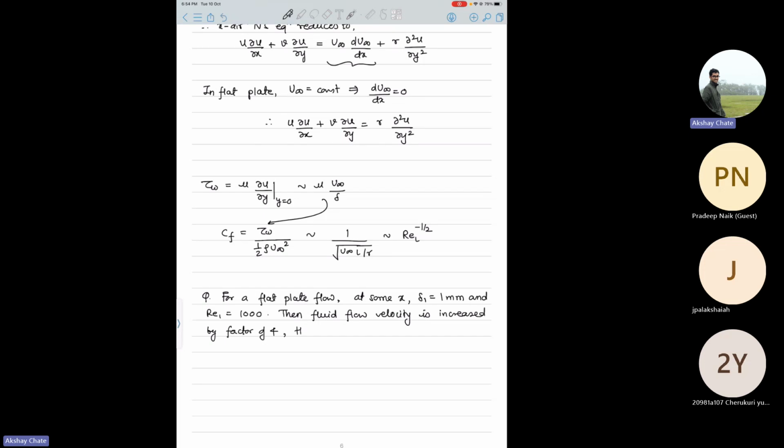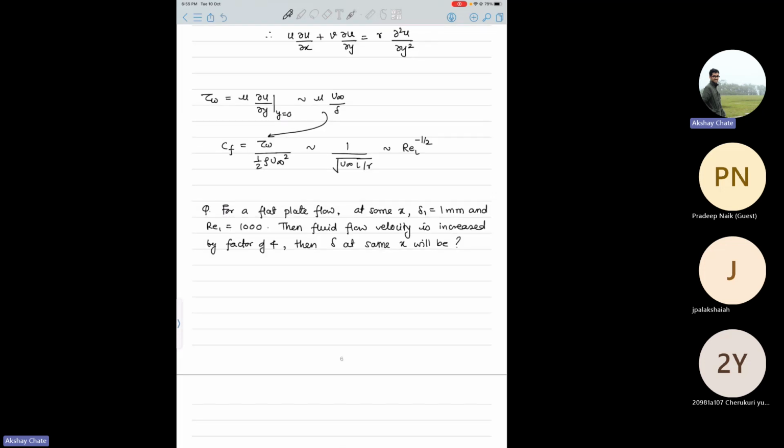Then delta 1, or not delta 1, I should say delta at the same x, will be. So basically in this case they have not changed the x. We are at the same x location. They are changing the fluid flow velocity u infinity. So this is also one question that can be framed like this.